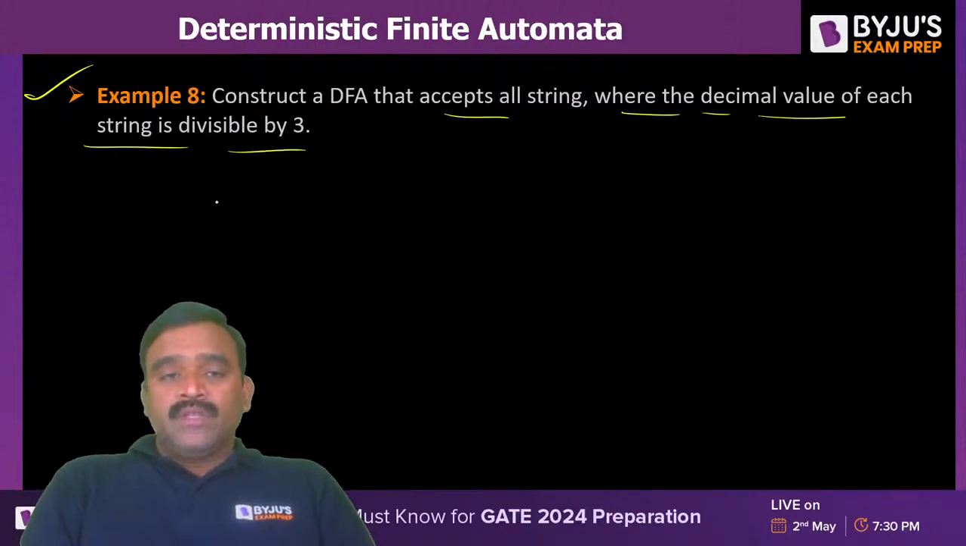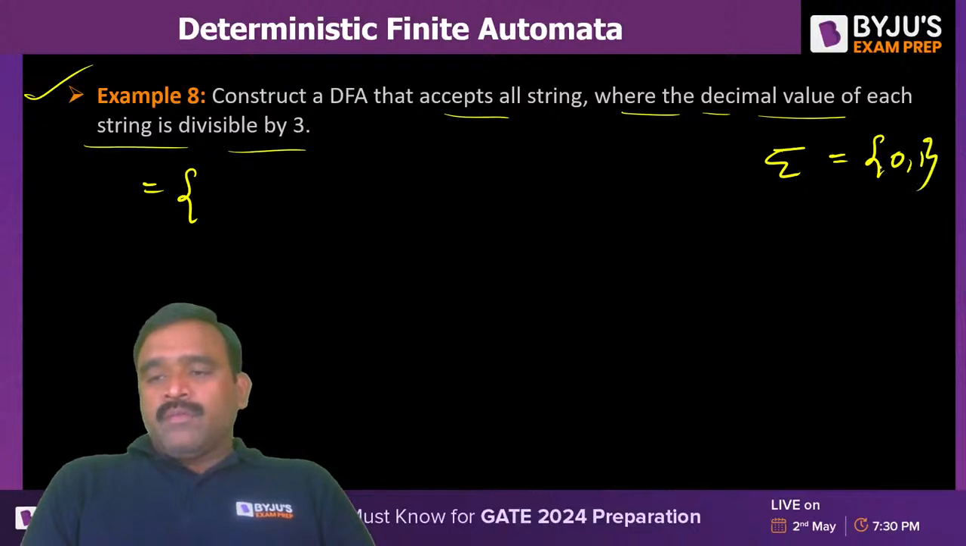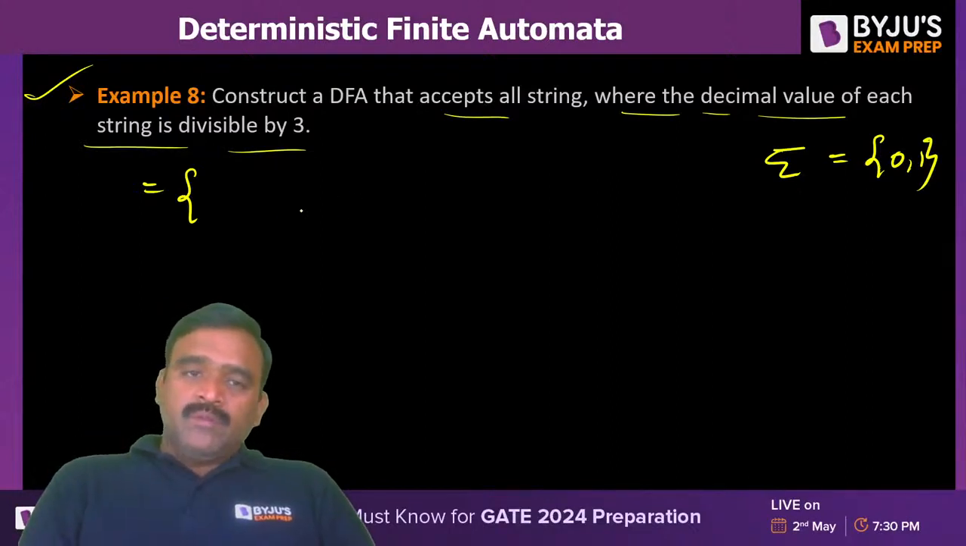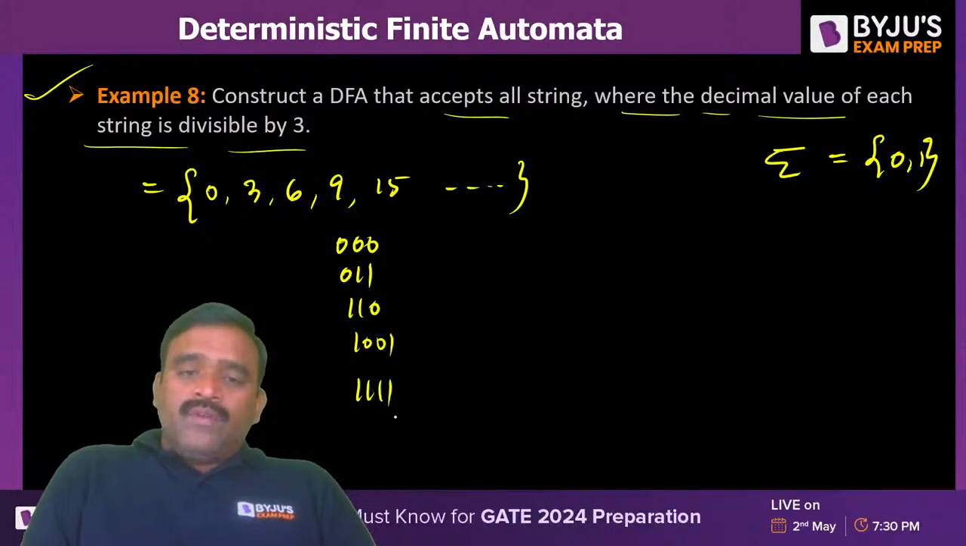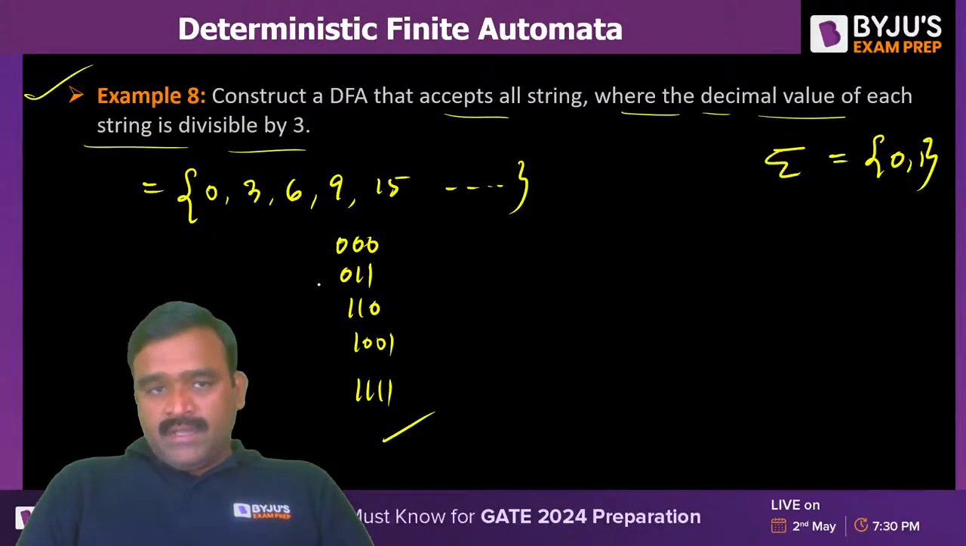And eighth one, construct a DFA that accepts all strings where the decimal value of the string is divisible by 3. So what type of string should be accepted? Decimal value of string. That means the alphabet is 0, 1, a binary string, and the decimal equivalent should be divisible by 3. That means decimal values 0, 3, 6, 9, 15. The equivalent binary values of these numbers should be accepted. That means 0, 0 0, 1 1 for 3, 1 1 0 for 6, 1 0 0 1 for 9, and 1 1 1 1 for 15. This type of string. For this you have to construct a DFA.